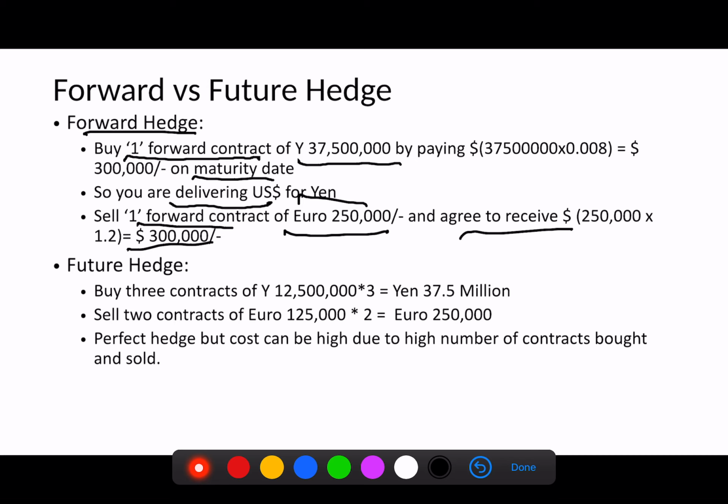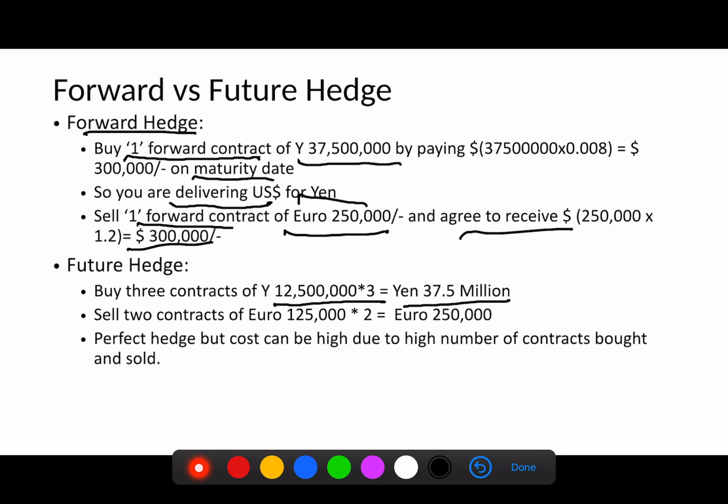What you will do in the future hedge, if you remember, in the Chicago Mercantile Exchange, each future contract is covering only 12,500,000 units of Japanese yen. So if you buy 3 Japanese yen contracts, if you multiply with this 3, you will be able to get 37,500,000 units of the Japanese yen after 3 months. At the same time, you will be selling 2 contracts of euros, because each contract of euros on the Chicago Mercantile Exchange is of size 125,000 units of euros.